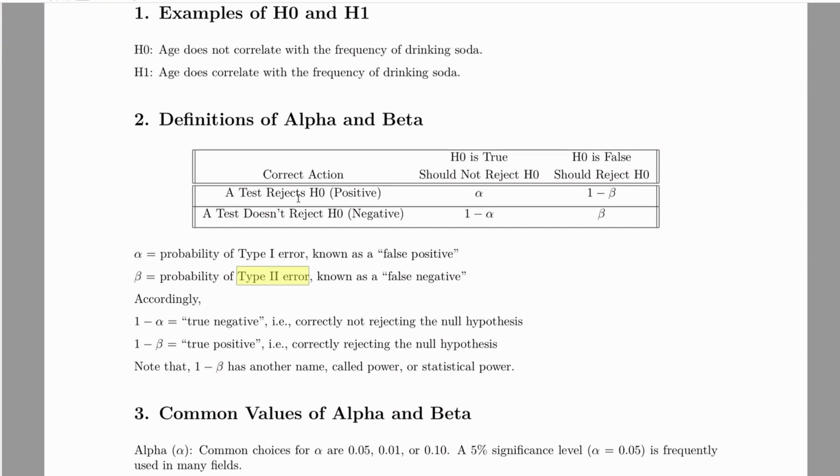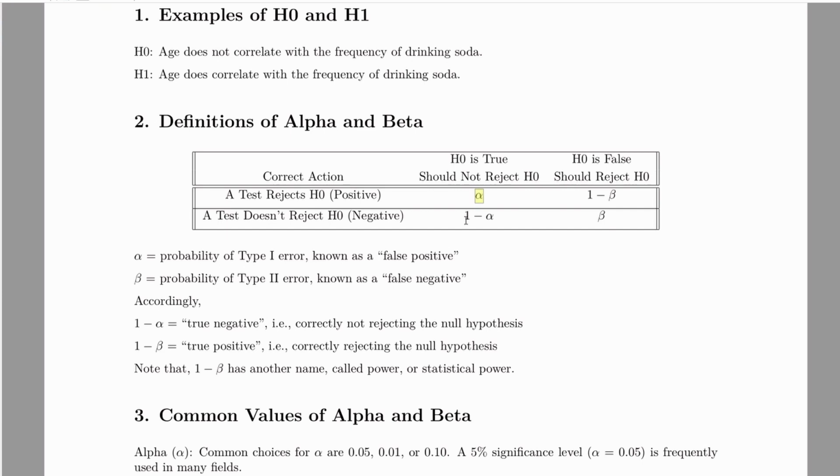Any time we reject the null hypothesis, it's called positive. And if we do not reject it, we call it negative. This is false positive, this is false negative. So these are the two error cases here. In contrast, if it's not false positive, then it's true negative. Sorry, my bad.